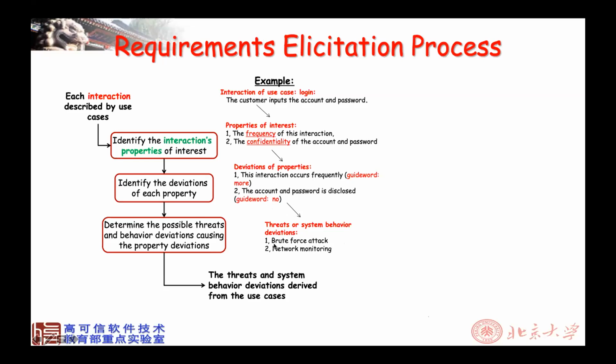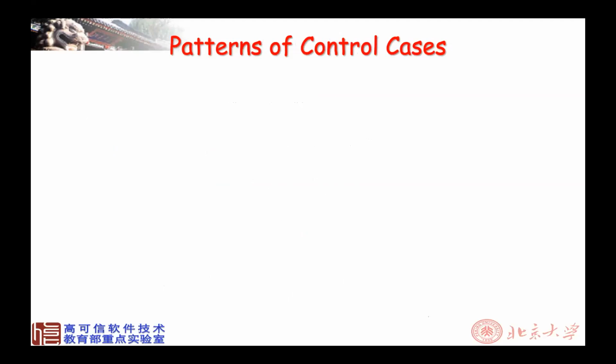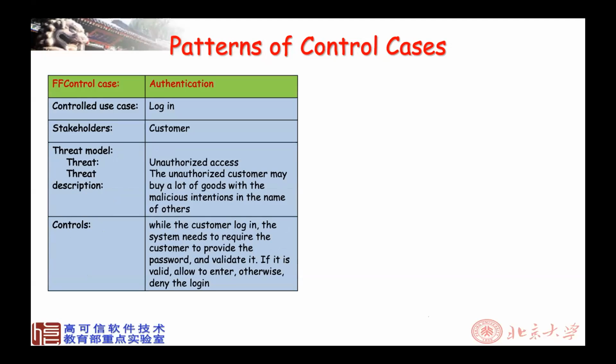For example, we may identify that some malicious attacker has attacked the system. So this is a way to identify the threat and the system behavior deviation from the use case. So when we get the threats from the use case, we can include the control case. And also we define the patterns for the control case.